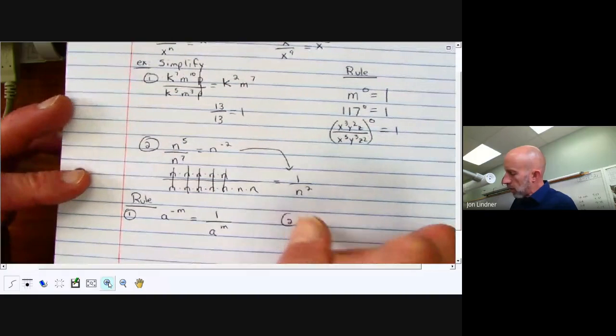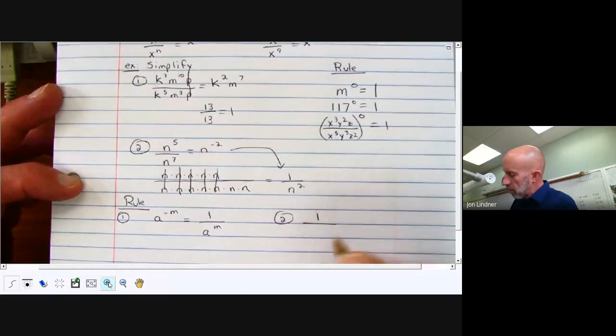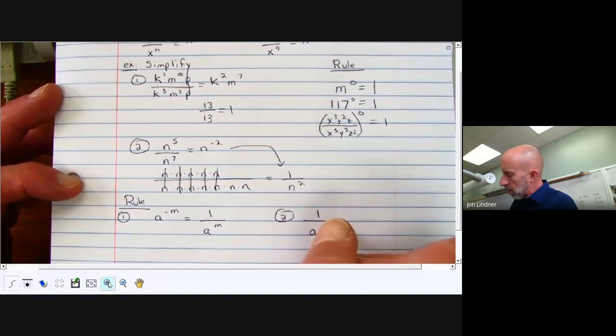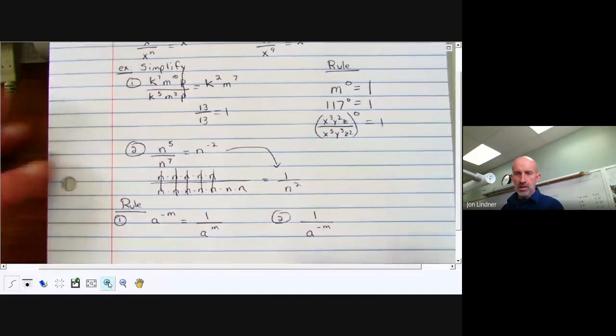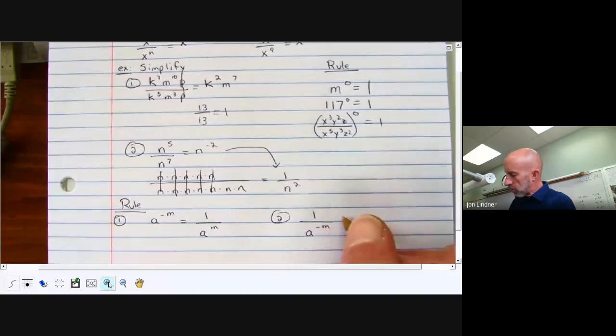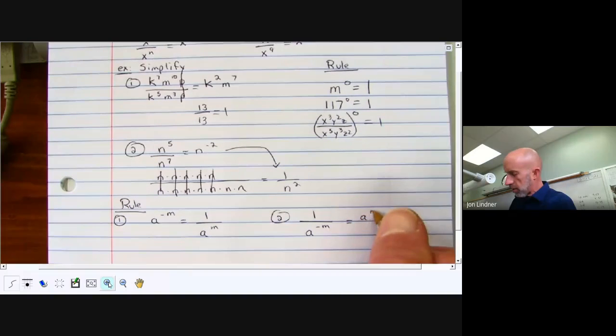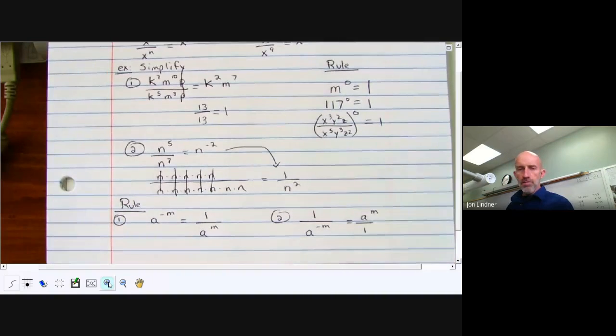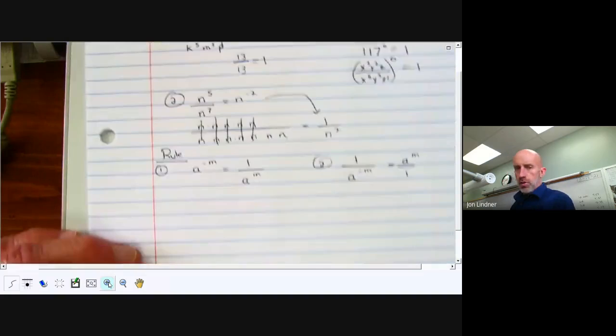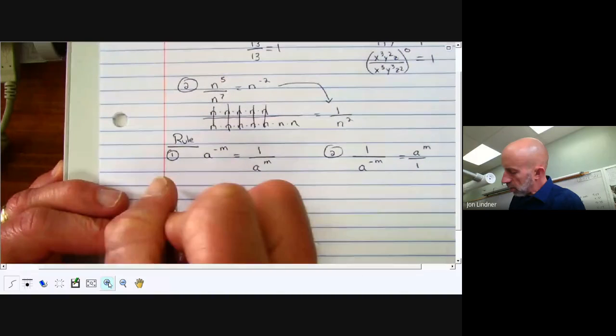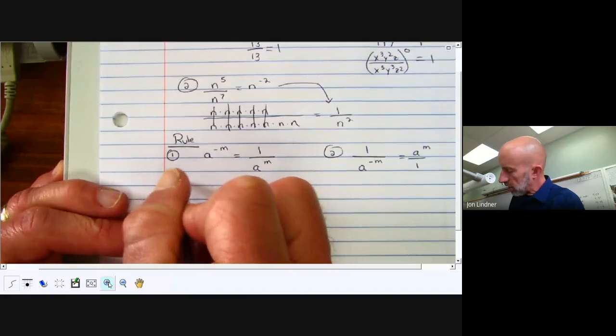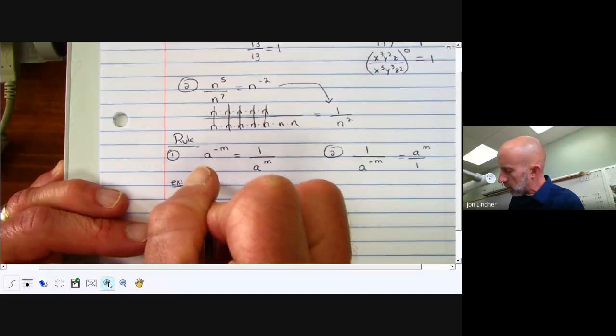The second part of that rule says if I have it in the bottom, like this, a to the 1 over a to the negative m, I just move it to the top and it becomes positive. It's now a to the m over 1. All right, so 2 quick examples and then we're done. You're going to be asked to simplify again.